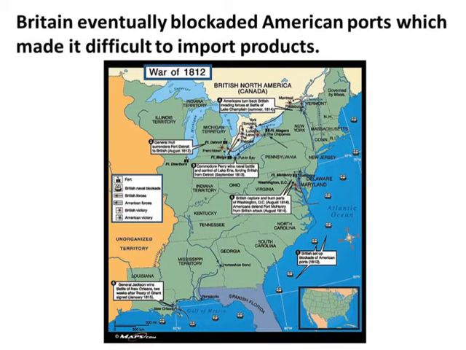Britain eventually blockaded American ports, which made it difficult to import products. A blockade is preventing imports from coming in and exports from going out. And if you look at this map, you see all these British ships here lined along the American coastline, preventing products from coming in and products from going out.